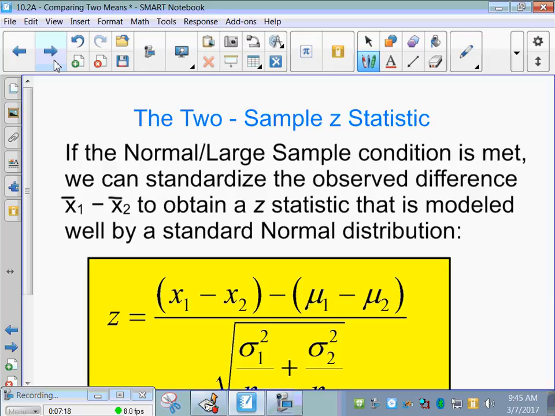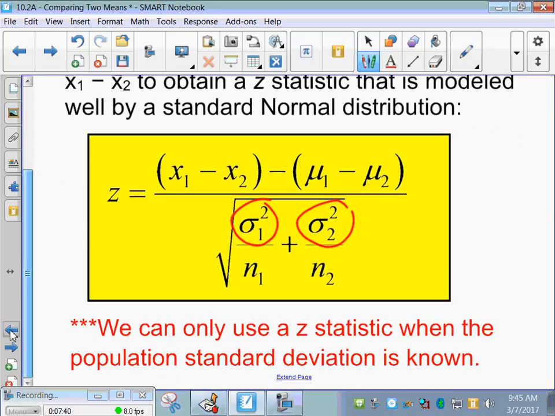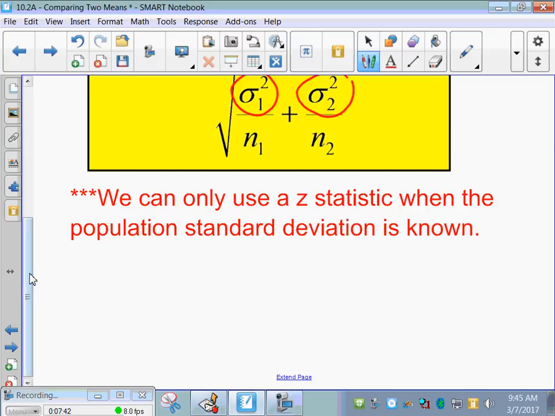So we could use a z-statistic only when we know the population standard deviation, which we don't normally know, and that's why we typically do what instead of z? T. Okay, good. So if the normal large sample condition is met, we can standardize the observed difference and obtain a z-statistic, right? Only when the population standard deviation is known.